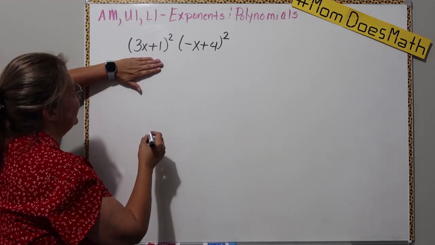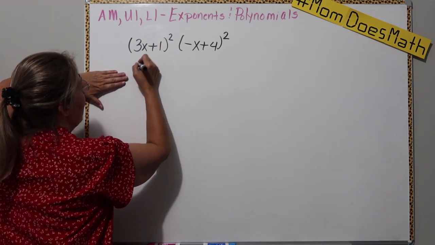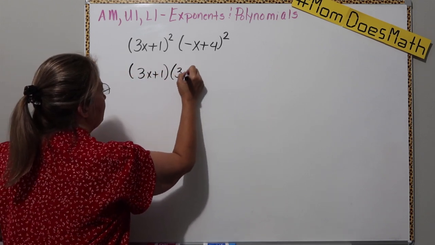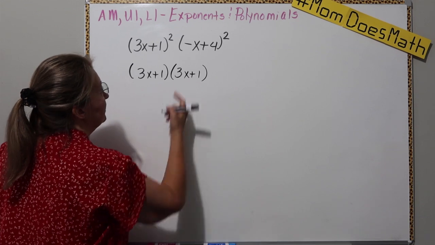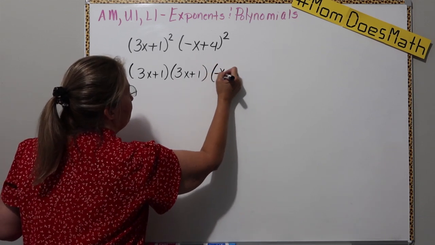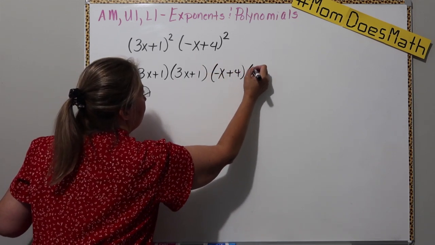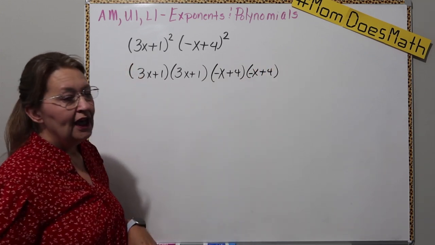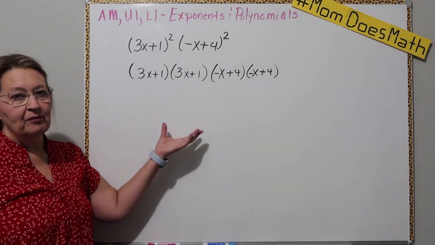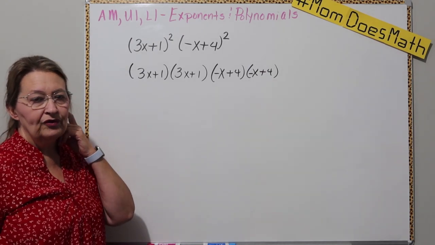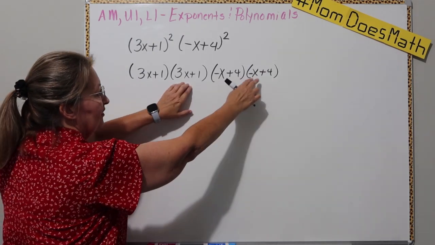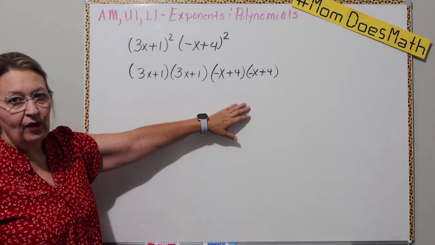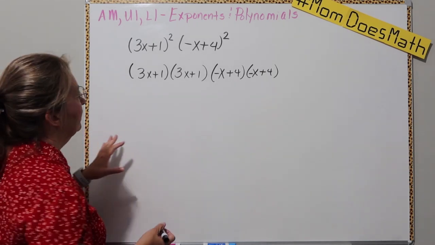And what that means is this binomial squared means 3x plus 1 times 3x plus 1. This binomial squared means negative x plus 4 times negative x plus 4. You can combine these and multiply them together any way you want to. You could do this times this and this times this and then multiply those. But I'm just going to plow my way through it from beginning to end.